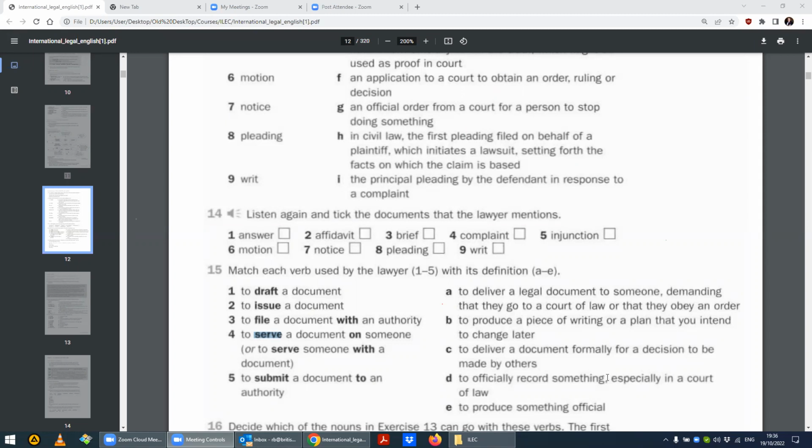To officially record something. It could be to put something into the court record. It could be for the court itself to write it down and keep that record. To officially record something. What would that be?